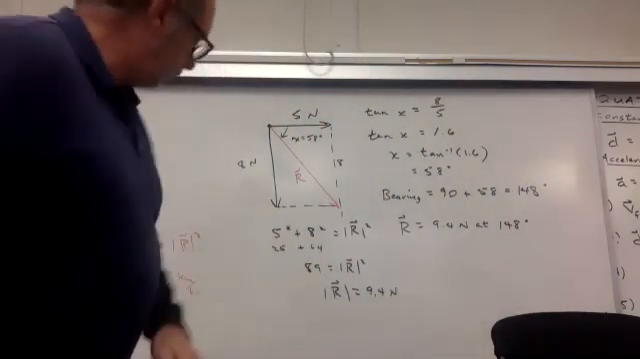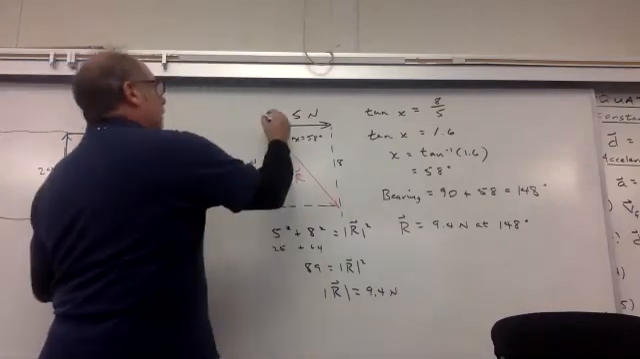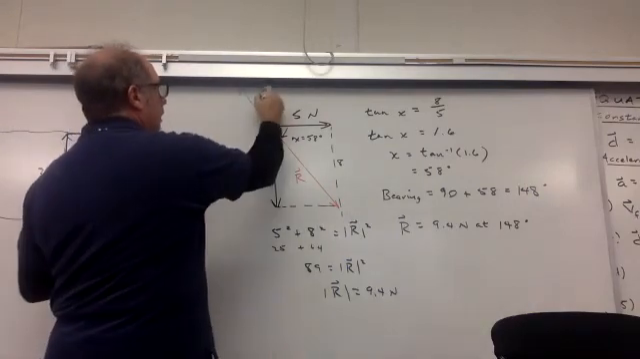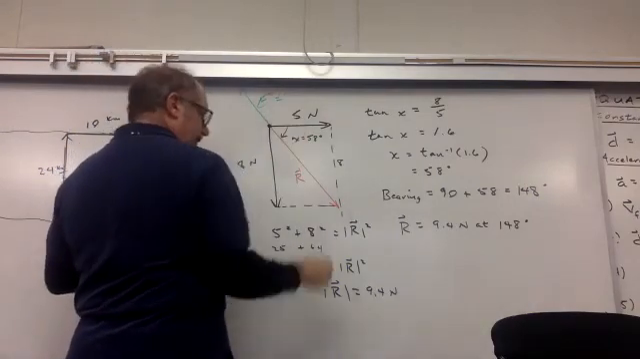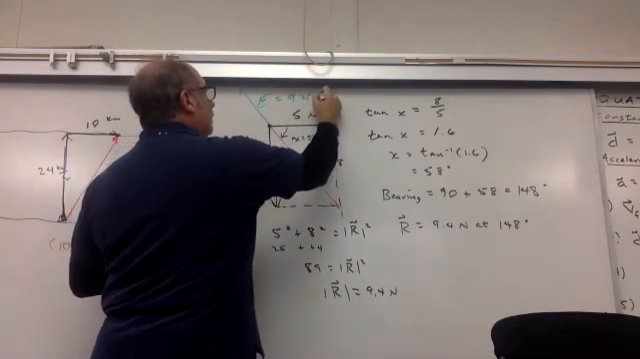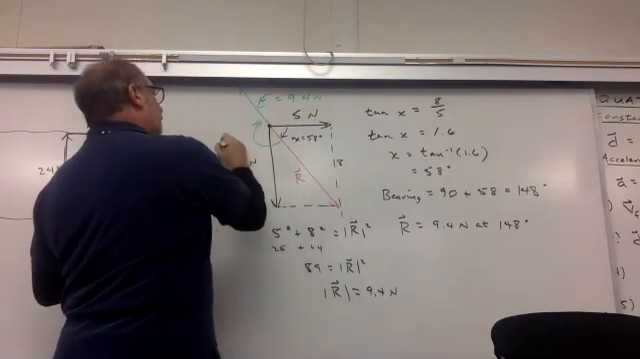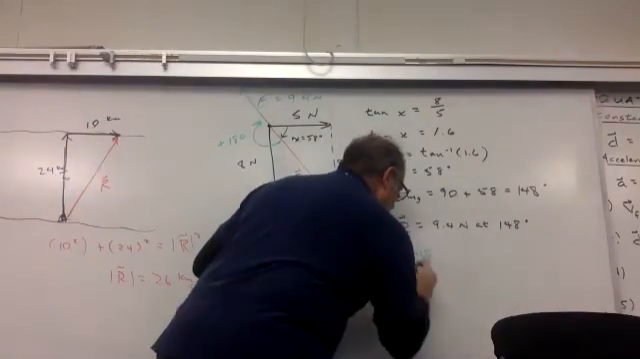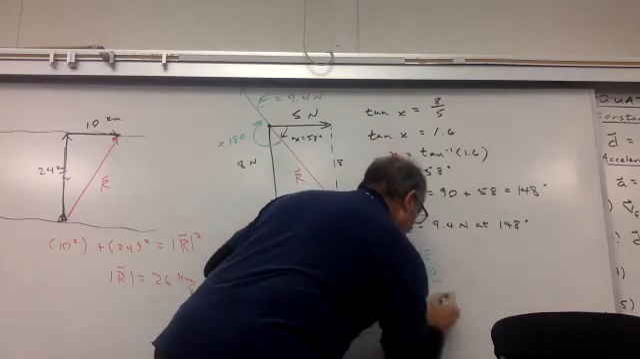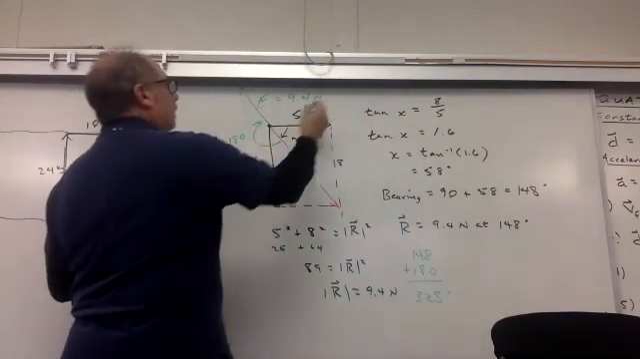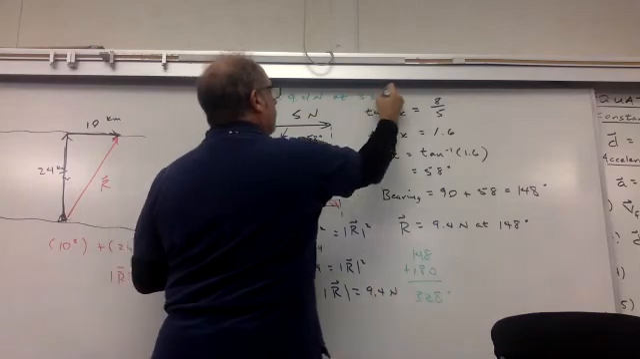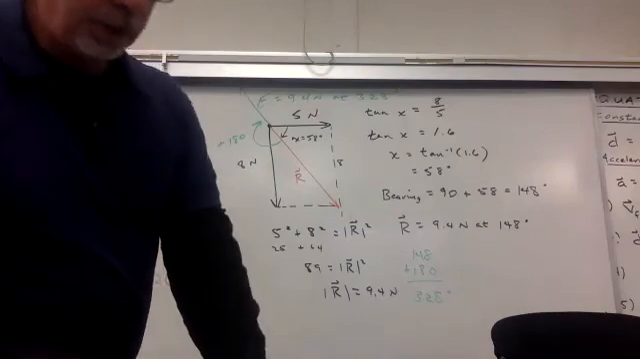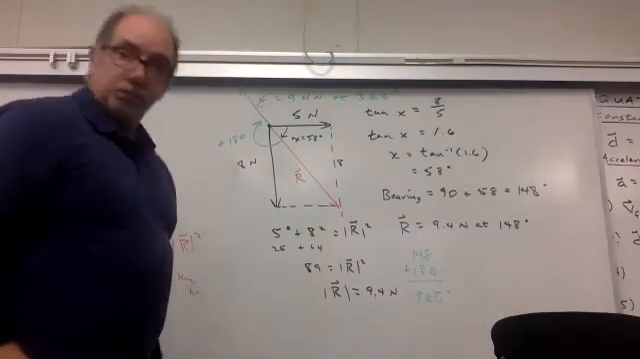Now, it wanted the equilibrant. That's the one that goes opposite to the resultant. Same number of newtons, 9.4, and I have to add 180. 148 plus 180 is 328. So 9.4 at 328. Oh, yeah, that's what they gave us. So that's true. The statement is true.